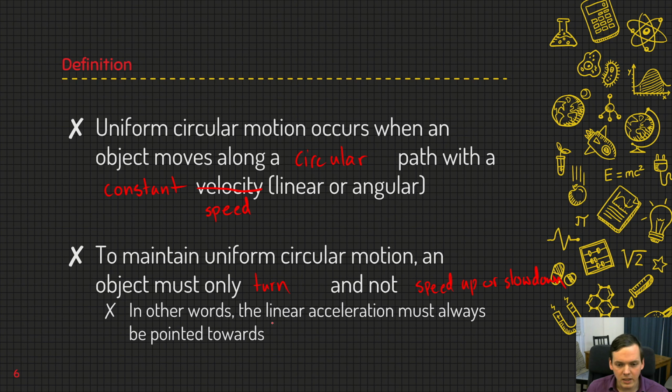In other words, the linear acceleration must always be pointed towards the center of the path. So it's always turning towards the center, hence the reason that it ends up going in a circle, right? If you can imagine always turning towards the center, you're going to keep going in a circle. And if your center-pointed acceleration is always perpendicular to your velocity, that means it's always just turning it and never speeding it up or slowing it down.